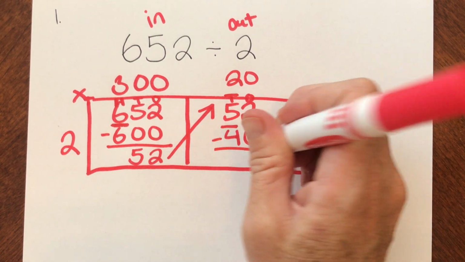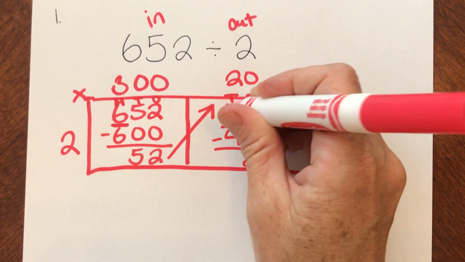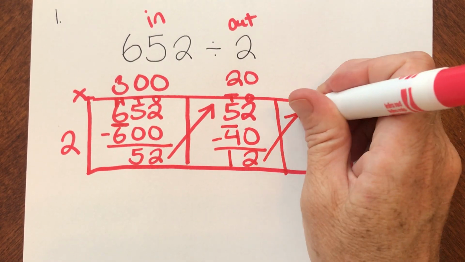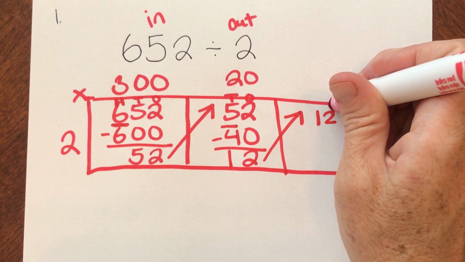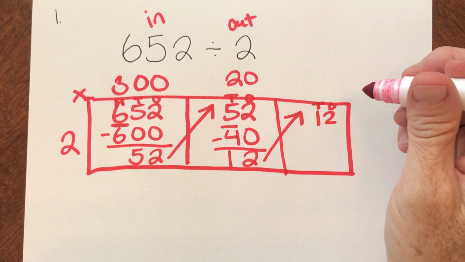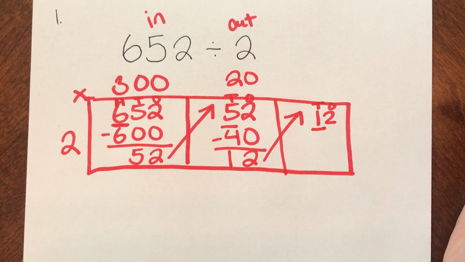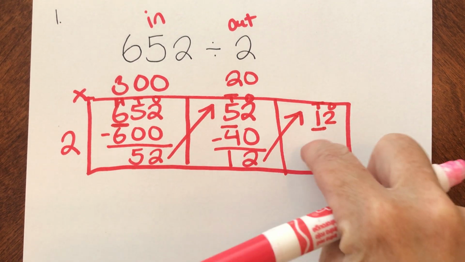Okay, so let's subtract. 2 take away 0 is 2. 5 take away 4 is 1. So we get 12. And we get 1s and 10s. Okay, let's try it again. Ready? Can 2 fit into 1? No, 2 can't fit into 1 at all.